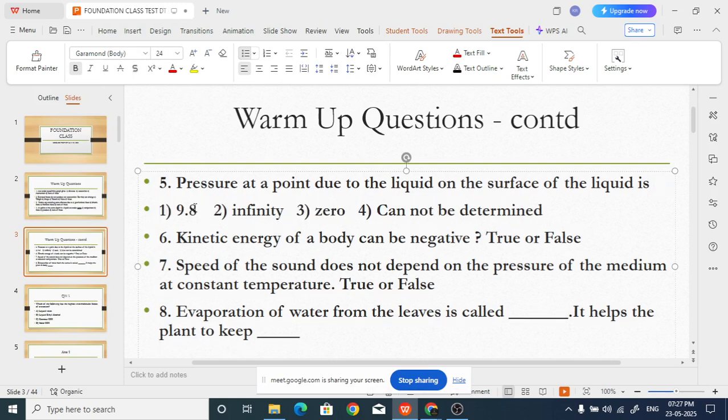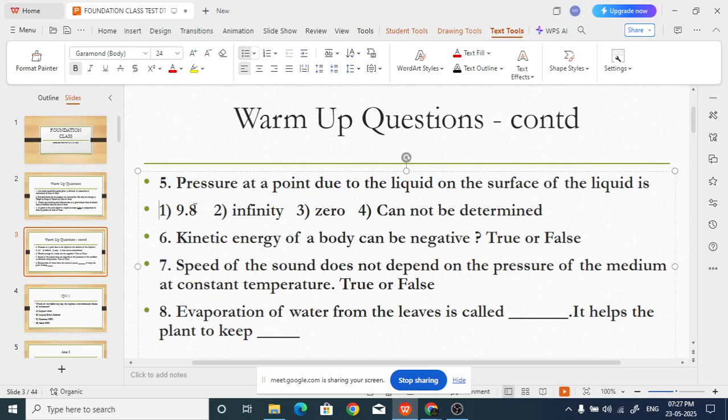Pressure on the surface of the liquid due to liquid. There may be pressure because of the atmosphere, because of the air, but due to liquid, what is the pressure on the top? So guess. All of you can guess. Sir, 0. 0 is the right answer because on the surface of the liquid, there is no liquid above it. So the pressure due to liquid is 0. There may be some pressure because of the air in the atmosphere. Okay, very good, fantastic. Okay, next.